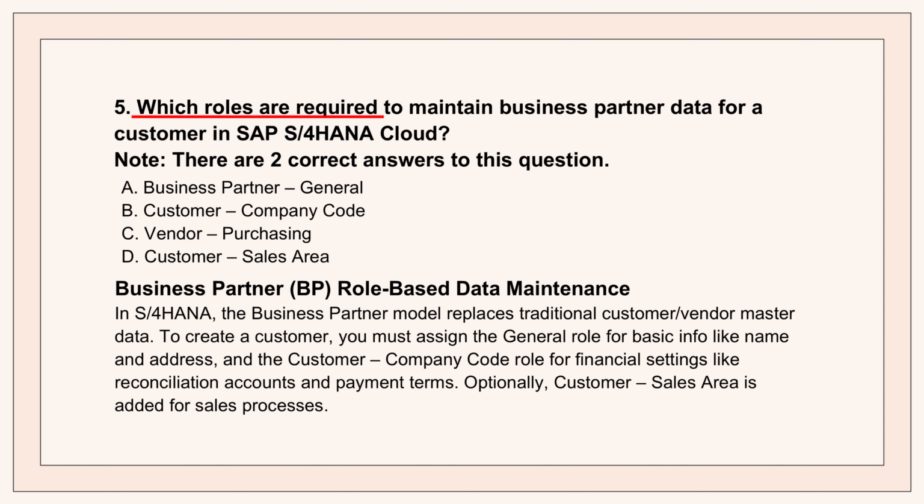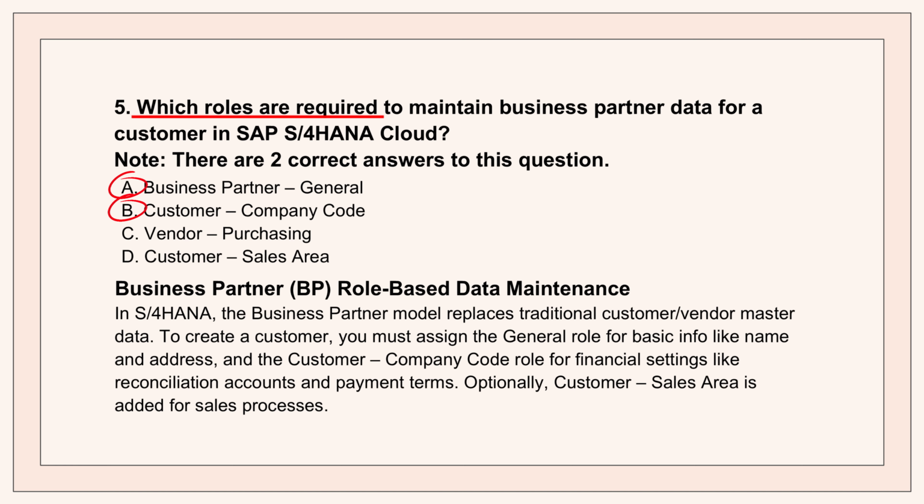For maintaining the core financial data for a customer, you need A and B. Business partner general and customer company code. Correct. The business partner general role holds the basic overarching info: name, address, contact details. Stuff that's true for that partner no matter how they interact with your company. It's their core identity. Okay, the foundation.